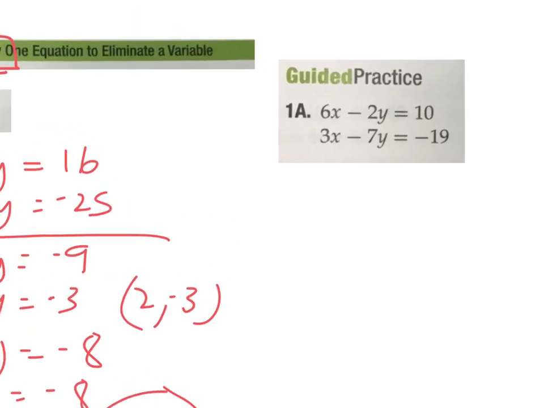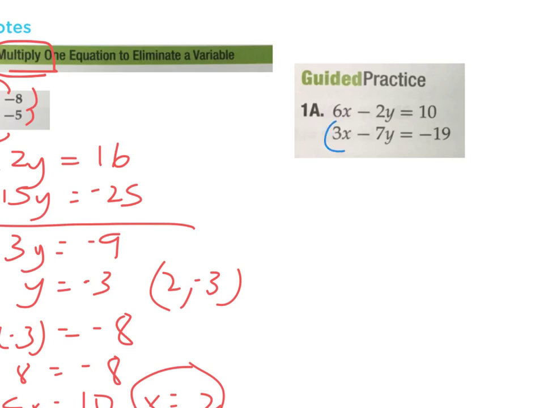Same thing with this problem. I'm going to multiply, and I'm going to pick the first number, 3, put it on top, put the second number on top, and put it as 6. I'll make one of them negative. I'll make the top negative. So now I multiply: negative 3 times 6 is a negative 18x. Negative 3 times negative 2 is a positive 6y. Negative 3 times 10 is negative 30.